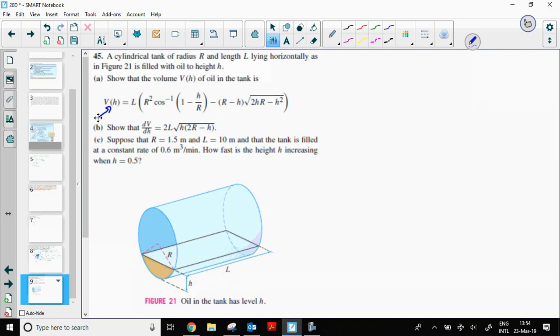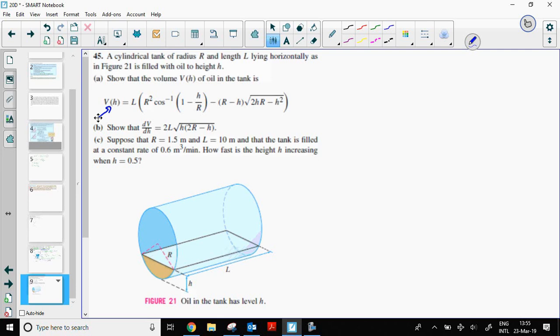And our expression for volume, it's not a volume with respect to time in this case. It's actually a volume that is dependent upon what the height is. So we have V of h rather than V of t. So when we take derivatives, in this case it's actually going to be d whatever dh rather than dt.